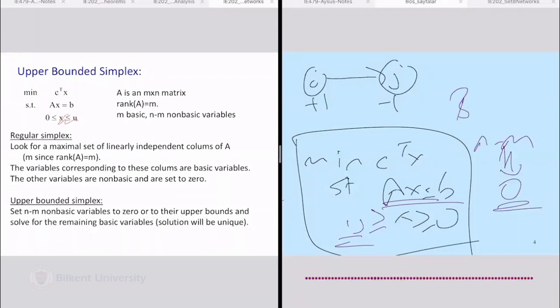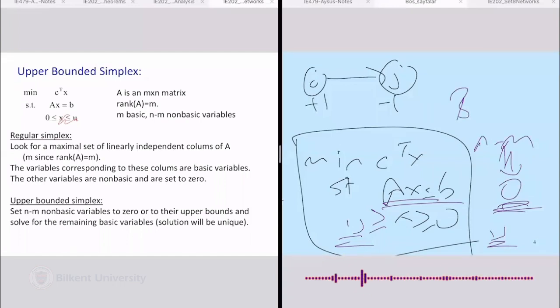Now, instead of setting them to 0, we could set them to some other value too. 0 is their lower bound because everybody has to be greater than or equal to 0, right? Well, in the upper bounded simplex, the only difference is this time, the simplex algorithm allows you to set them to their upper bounds too. Not just 0, but whatever the upper bound is, I can also assign them to their upper bounds.